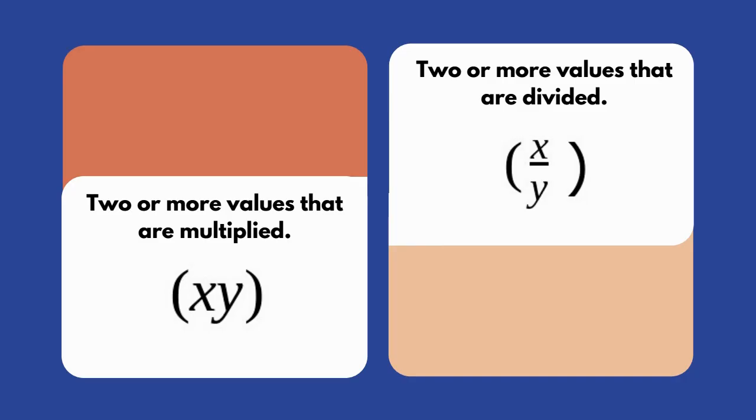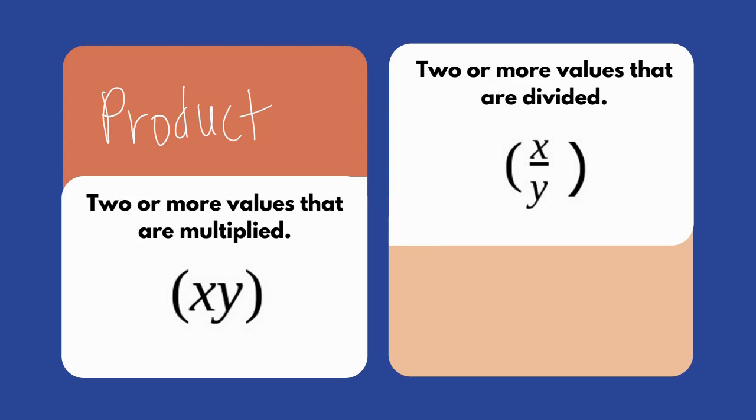Before we get into our next two learning targets, let's review two important concepts. So first, a product is two or more values that are being multiplied. In the example below, I know that these two values are being multiplied because they are not separated by an operation sign. Whenever I have two variables or a variable and a number that are next to each other and not separated by an operation sign, I know that I am doing multiplication.